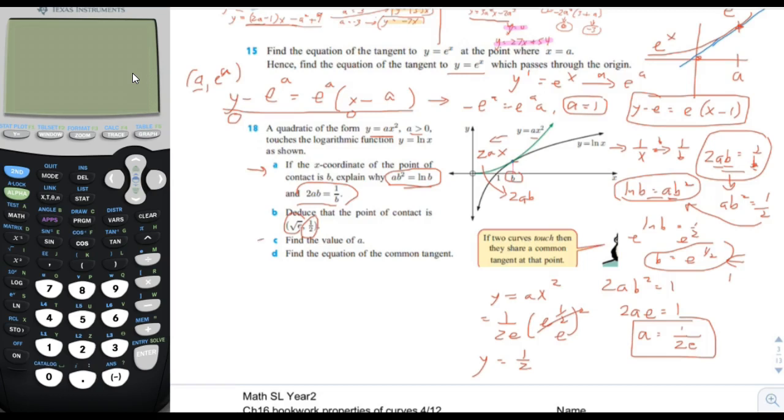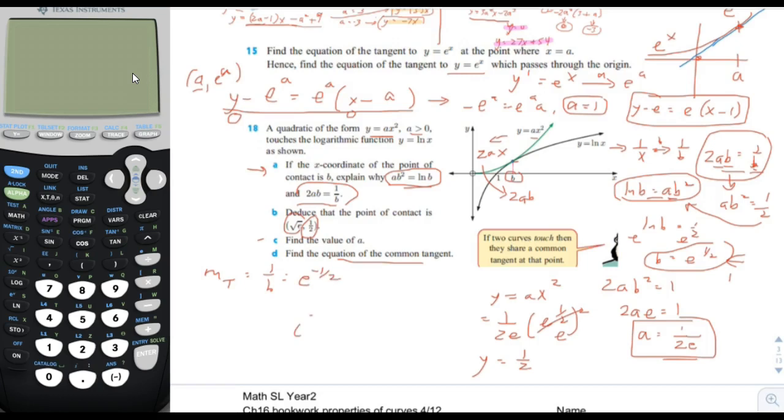Okay. C, find the value of a. Or we already did that. The value of a is 1 over 2e. Now, find the equation of the common tangent. Okay, we do know the slope of the common tangent. The slope of the common tangent turned out to be, let's see, was it this one? Yeah, it was 1 over b. The slope of the tangent was 1 over b. And b was e to the 1/2. So 1 over b is e to the negative 1/2. Okay, so that's the slope.